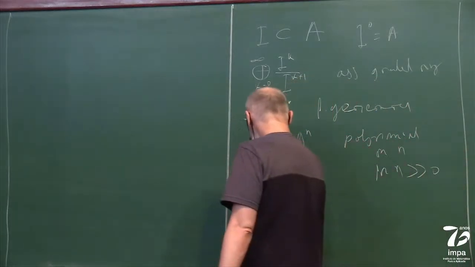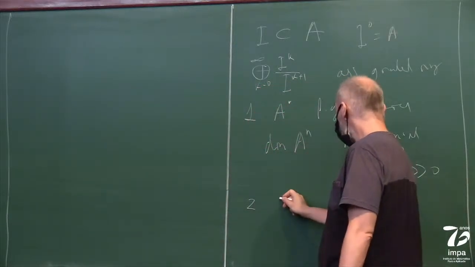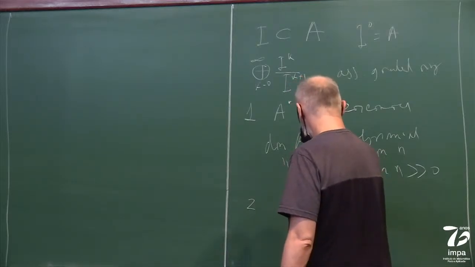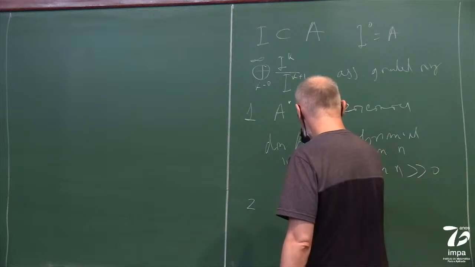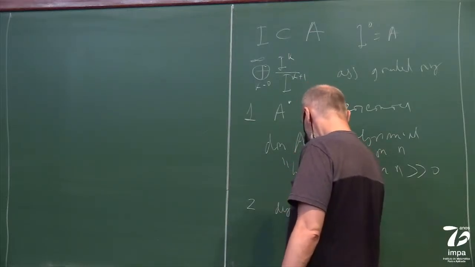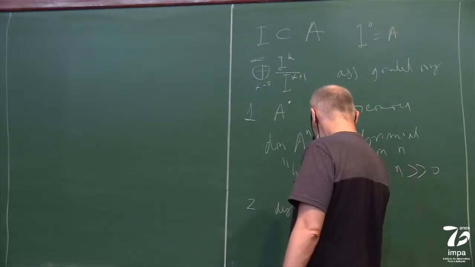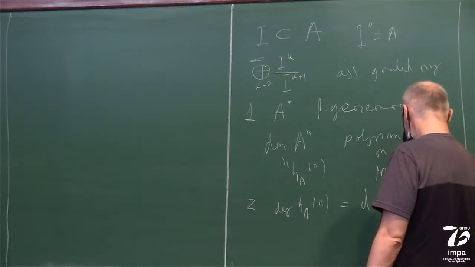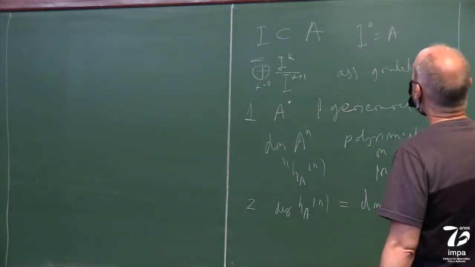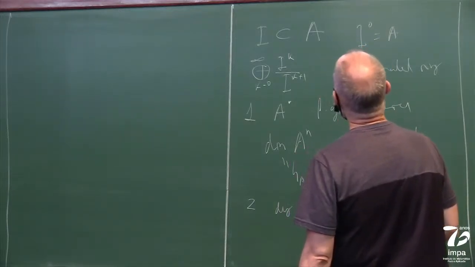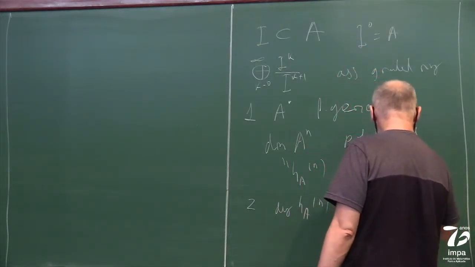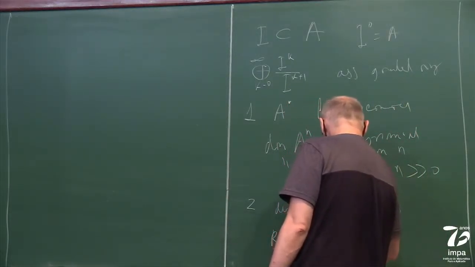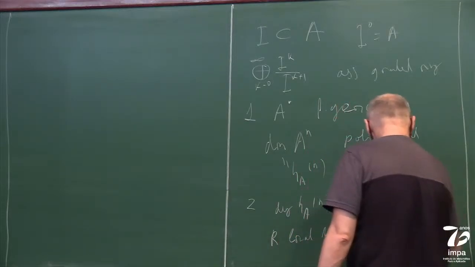And the second theorem is that, let's call this the Hilbert function, h_A(n), the degree of this polynomial is equal to the Krull dimension of R, if R is a local Noetherian ring and A is its associated graded.